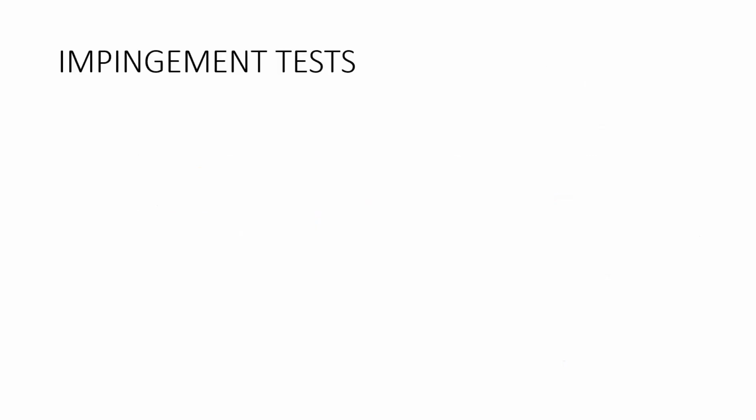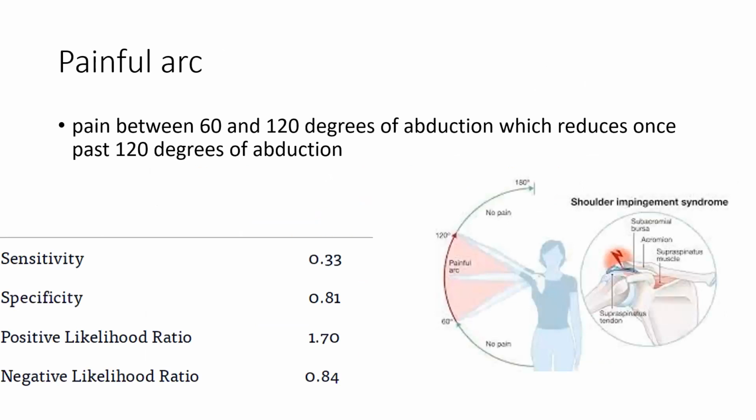Next, coming to impingement tests. First is the painful arc. The painful arc means when the patient is asked to abduct the shoulder, the patient experiences pain only between 60 to 120 degrees of abduction, whereas the pain reduces once the arm goes past 120 degrees of abduction. So this is suggestive of a subacromial impingement. And the sensitivity for this is 33%, specificity is 81%.